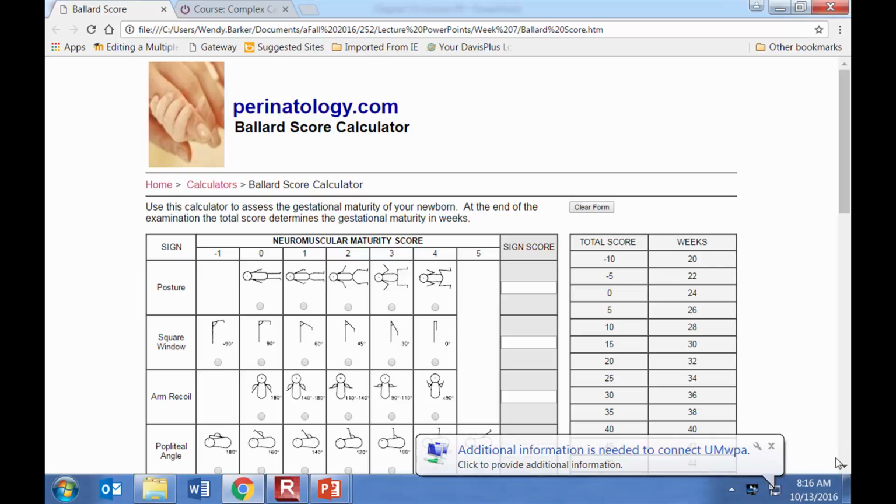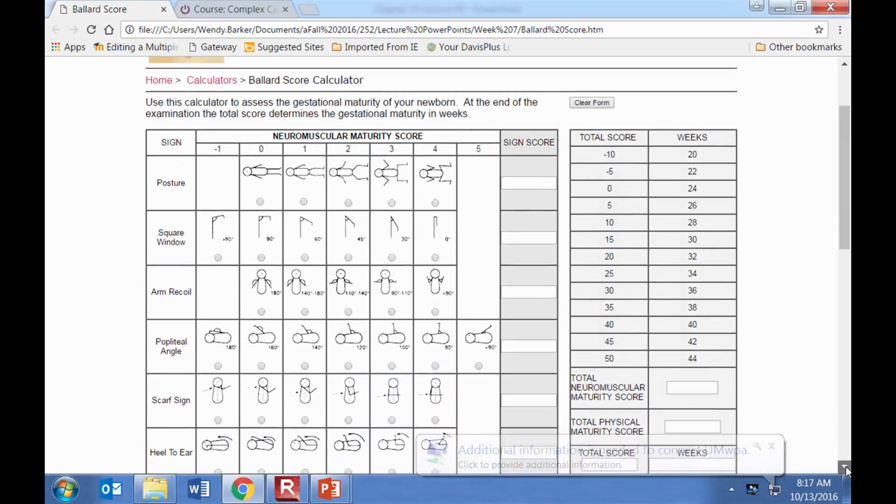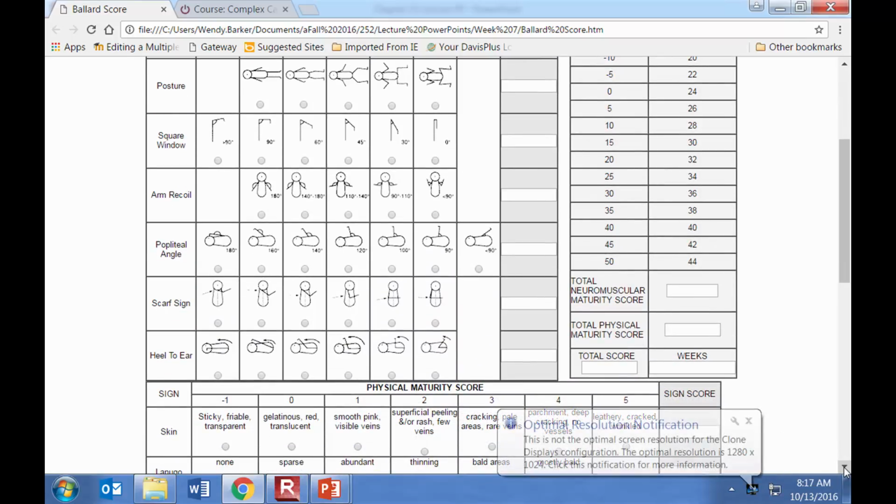So this is the sheet where we record our results. So how does our baby look when our baby's just laying there? You pick a picture that most resembles your baby and you fill in the circle. Here's the square window. How far can we bend that wrist? You kind of try to see which one best matches your baby. Here's the arm recoil, what happens when you let go of the arm. Here's the popliteal angle. So you can see we have baby's legs on their belly and we're trying to straighten their knees. So what angle do you have here at the knees? Which best matches this picture? And so forth and so on.